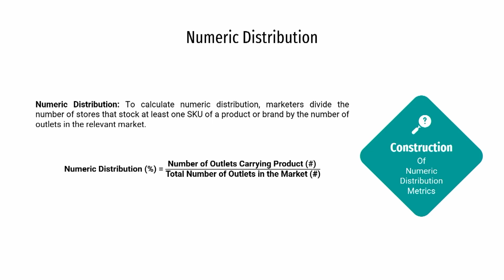To calculate the numeric distribution, marketers divide the number of stores that stock at least one SKU of the product or brand by the total number of outlets in that relevant market. So, as far as the formula is concerned, it is the number of outlets carrying that particular product or brand divided by the total number of outlets available in the relevant market. So, if my brand is available in 900 stores out of 1000 stores, then my numeric distribution is 90%. This is how the construct called numeric distribution is constructed.